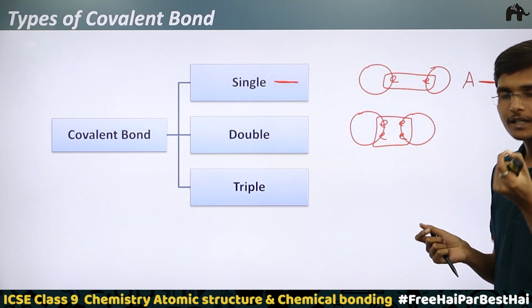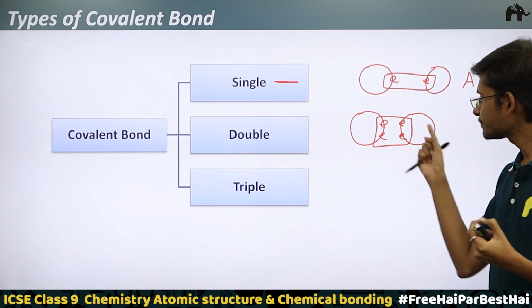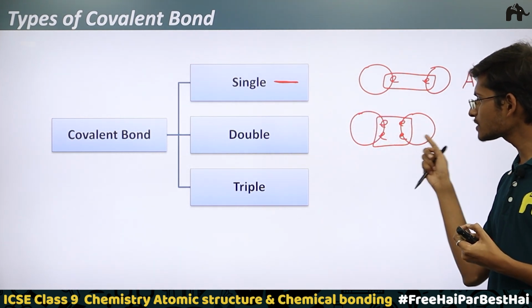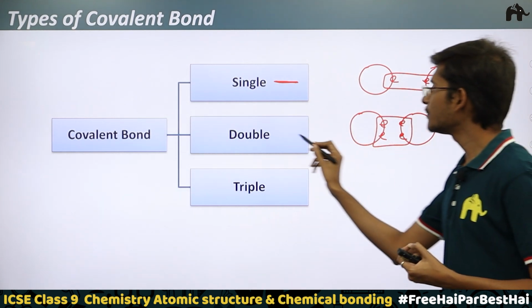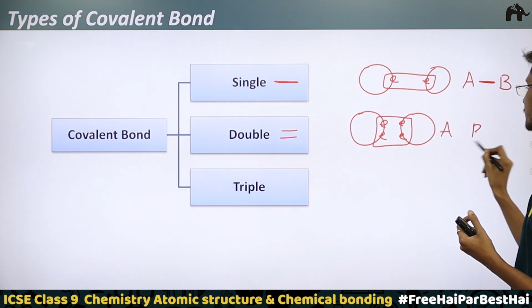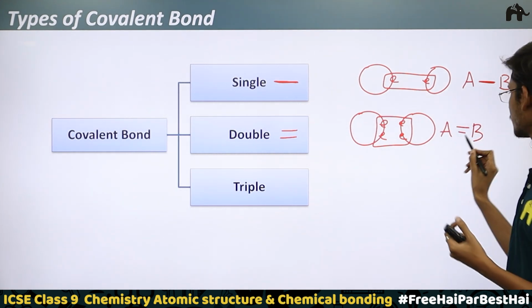When only one pair of electrons is shared between the combining atoms, it is a single covalent bond. In the same way, when two pairs of electrons are shared, it is a double covalent bond. Clear? Now how can you denote it between the two atoms? By simply two horizontal lines.